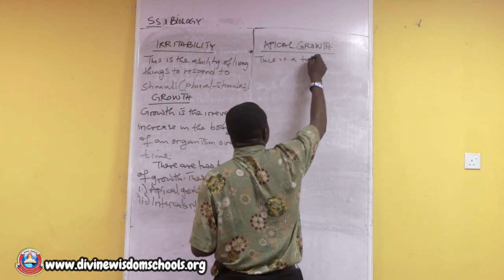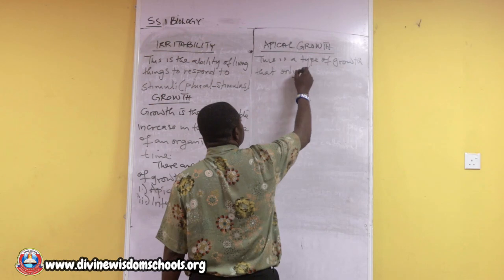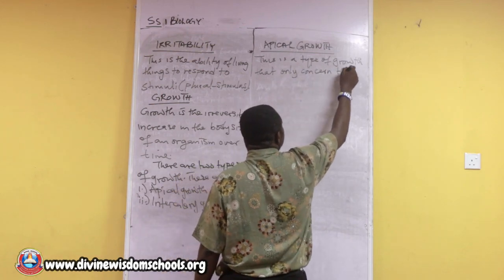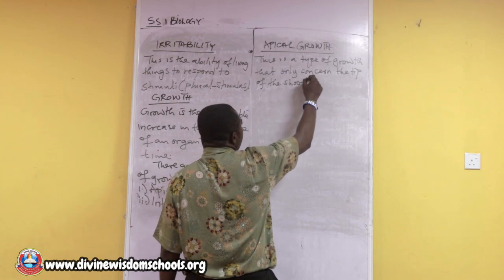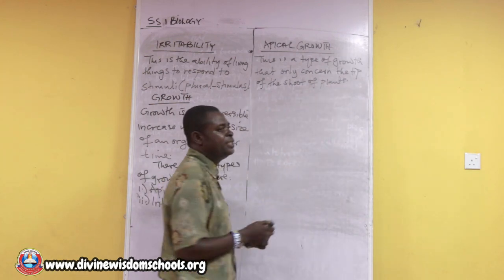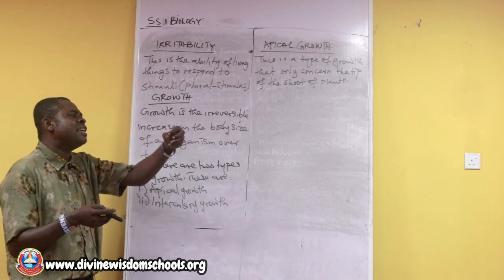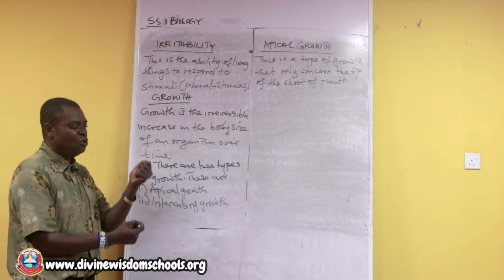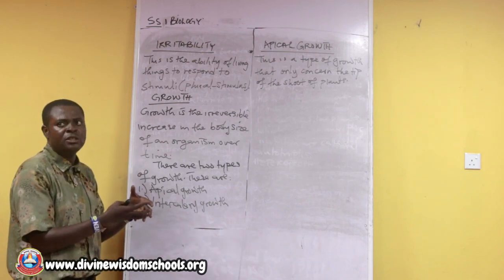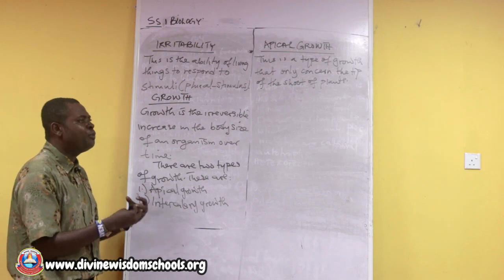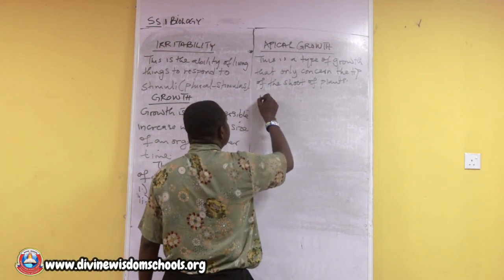Apical growth is a type of growth that only concerns the tip of the shoot of plants. If you look at plants generally, you will see that the leaves at the tip are light greenish. If you uproot a plant, look at the root. At the tip, it is whitish brown, while the other part is dark brownish. So new cells are developed at the tip, and that kind of growth is called apical growth. Then we have intercalary growth.